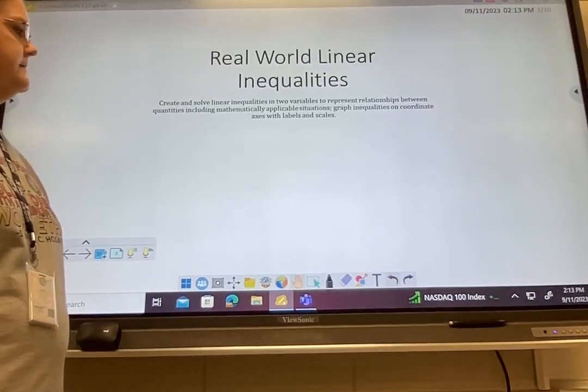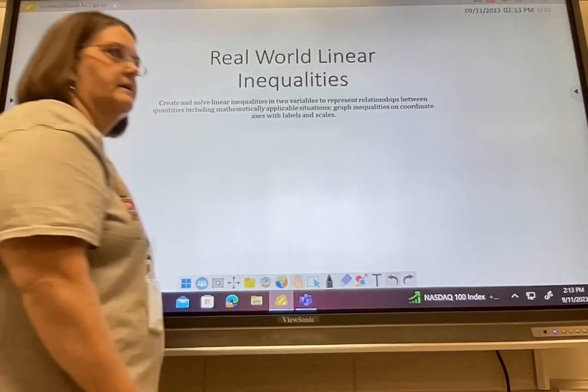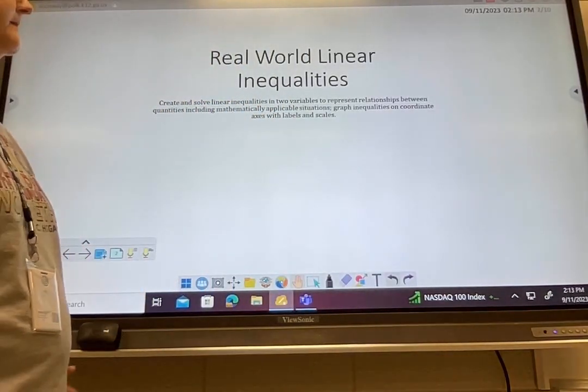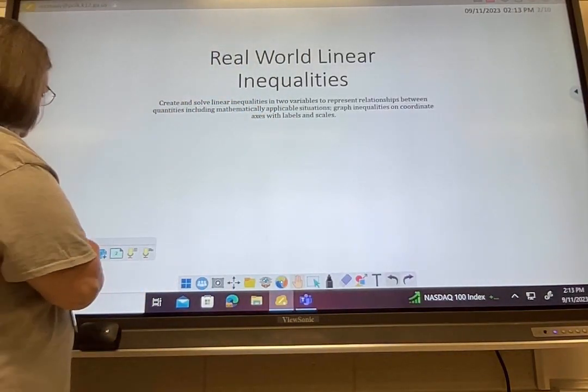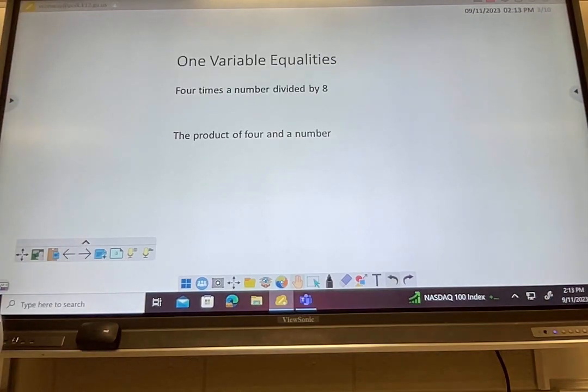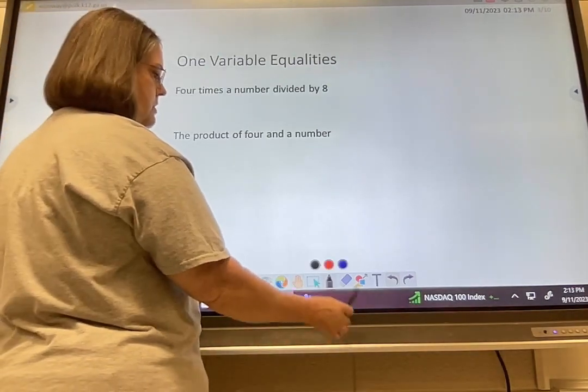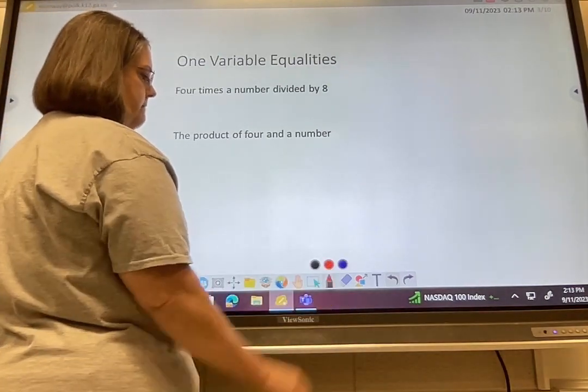Okay, we're going to be translating algebraic phrases and word phrases into algebraic expressions. These are one variable equalities, and you will have a graphic organizer with key words that you will get on paper in class. So that's not going to be up here in this presentation, just the examples are, and we will go over that in class.